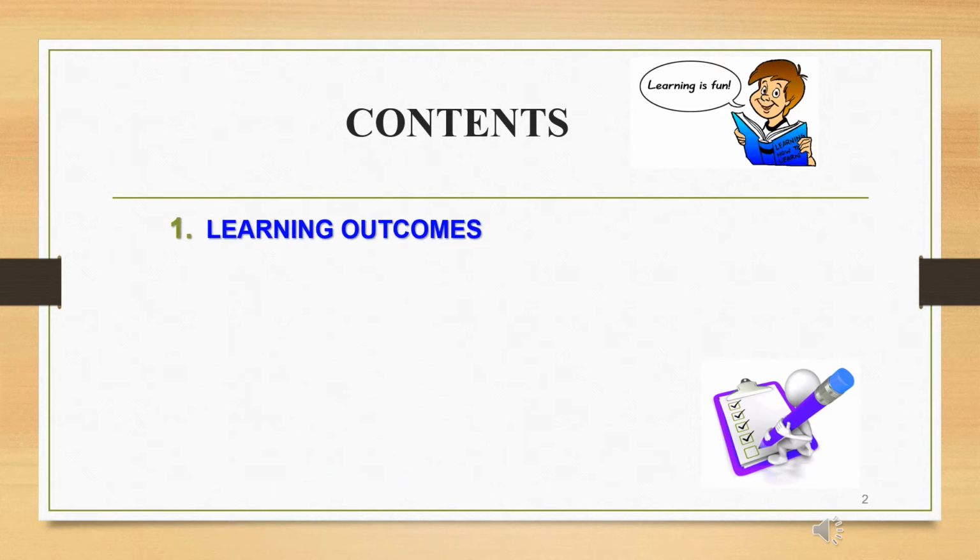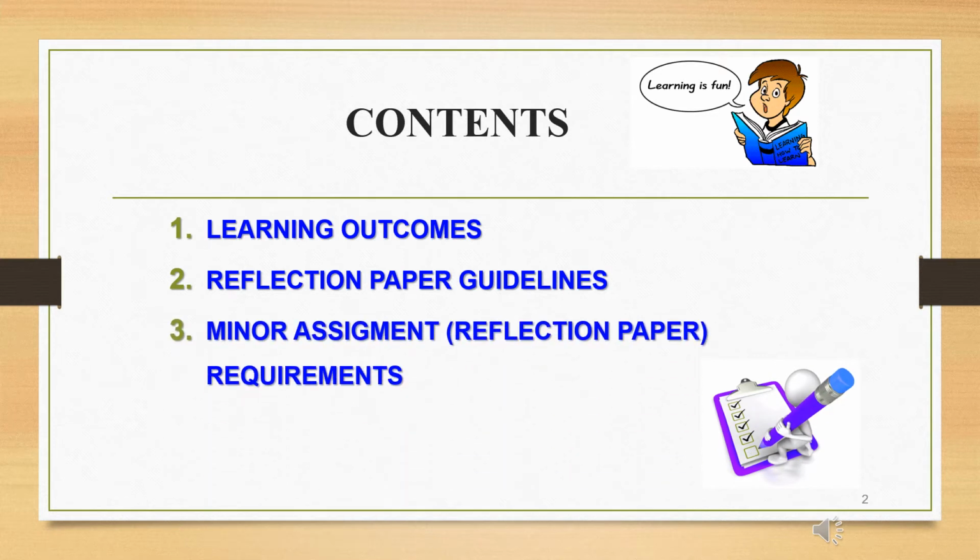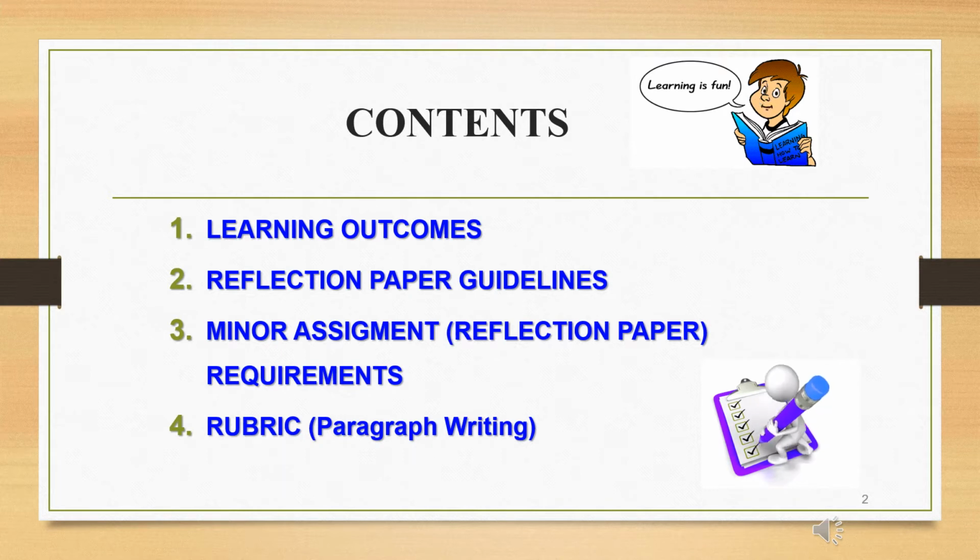The first one is about learning outcomes, and sharing the reflection paper guideline. Then the minor assignment or reflection paper requirements. And the rubric, the paragraph writing rubric, meaning the way that you are going to be assessed regarding your work. And one last, the Q&A, meaning question and answer. Okay, just move to the next one.